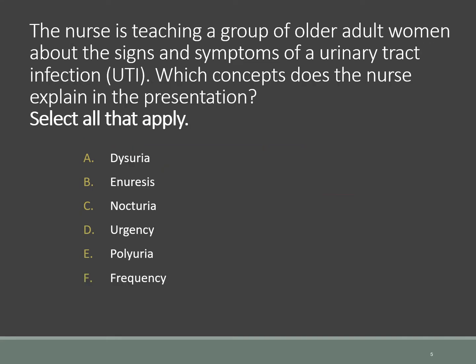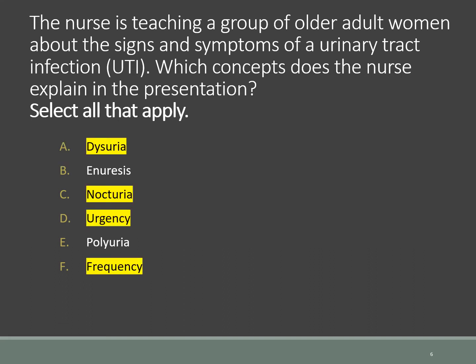Here's your next question. I hope you select the pause button, because I am going to move forward. Here's your answer.